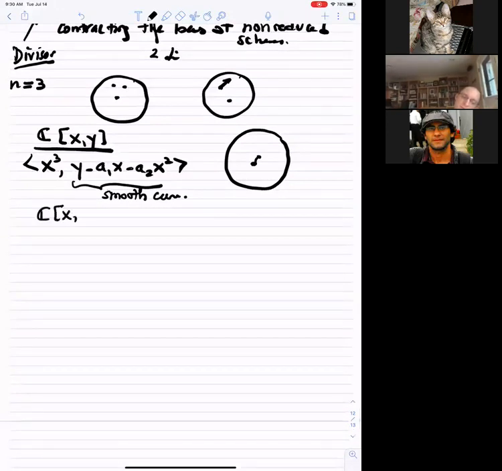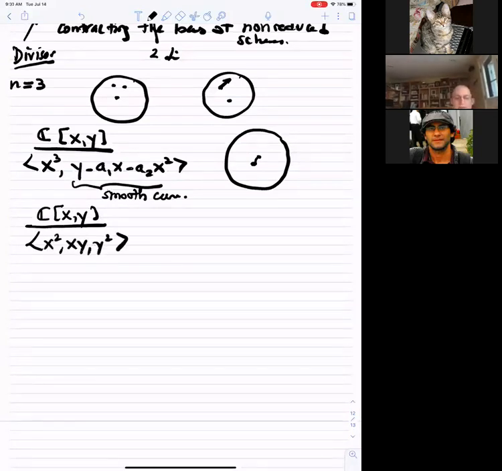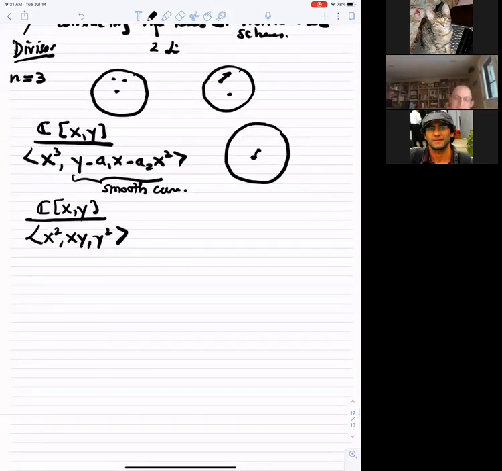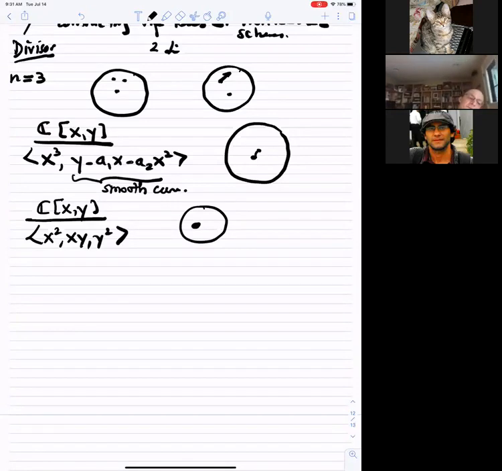For instance, if you look at C[x,y] quotiented out by x squared, xy, y squared, this is the square of the maximal ideal. This also is a 3-dimensional vector space, and again gives you a point in the Hilbert scheme of 3 points. But now there is no smooth curve that contains this. The Zariski tangent space to this scheme is the whole 2-dimensional vector space, so it is not contained in any smooth curve. I don't know how to draw it; maybe you draw it like this. All right, so this is to show you the different kinds of schemes that you can get.